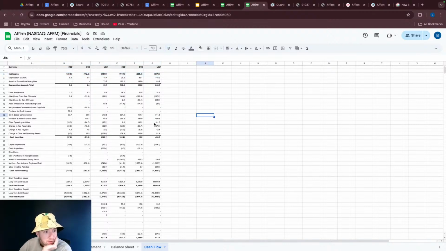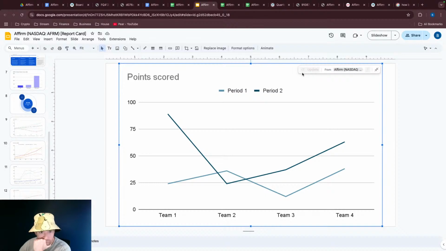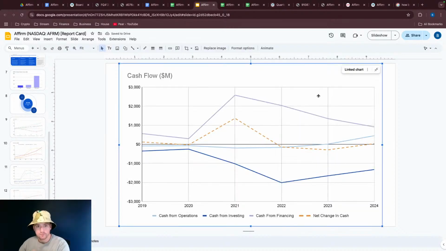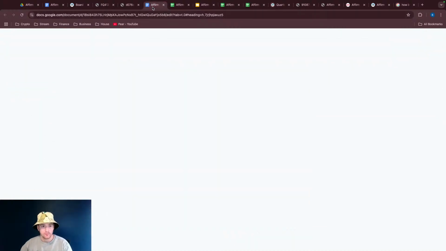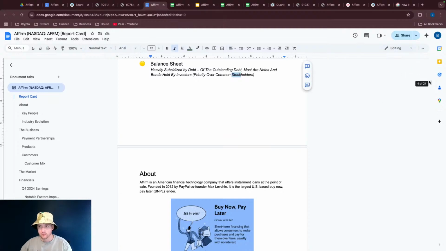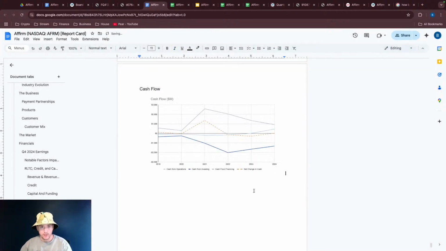What else they got? Write-offs, stock-based comp, other operating activities, and then change in receivable. Wow. Paste. Paste. More paste.